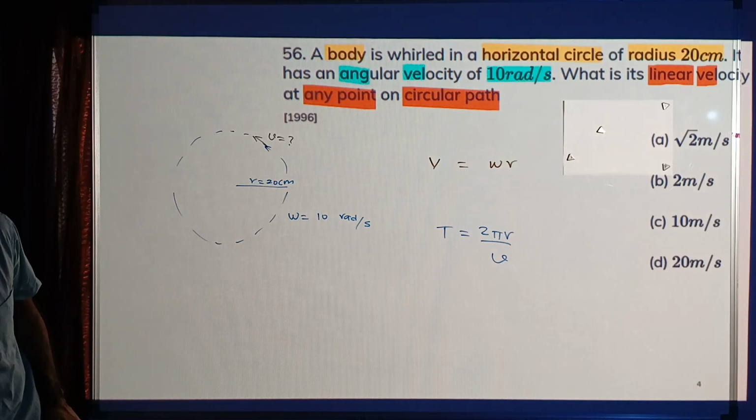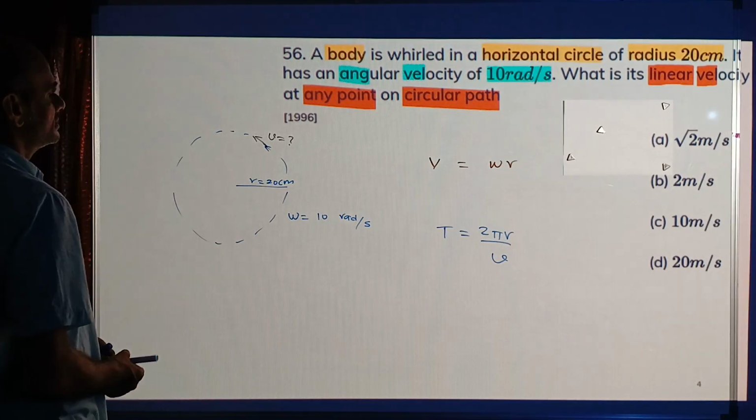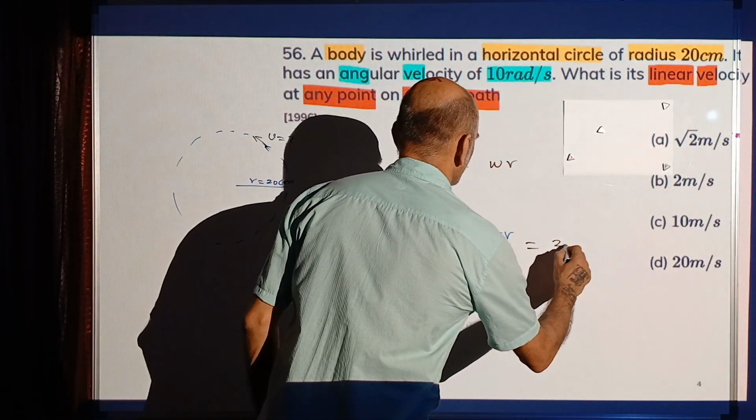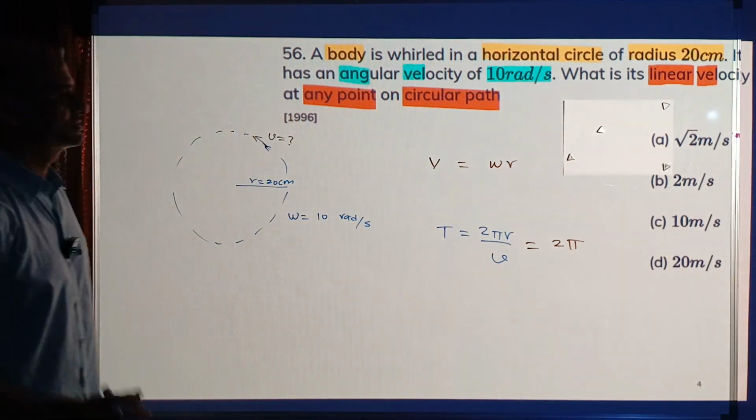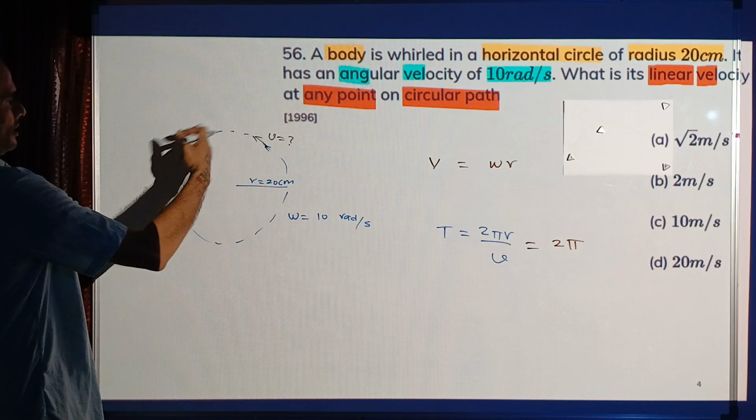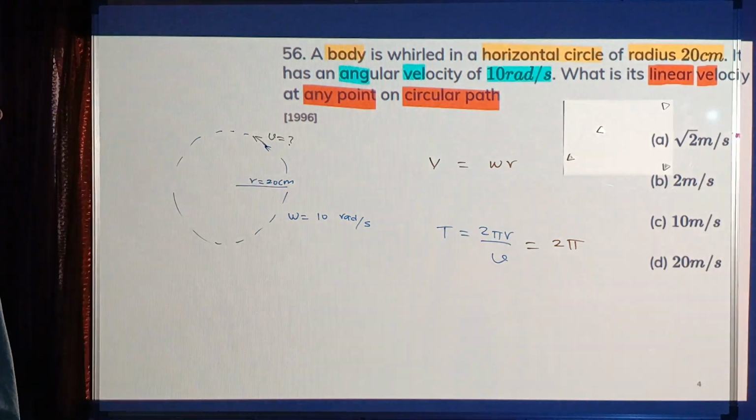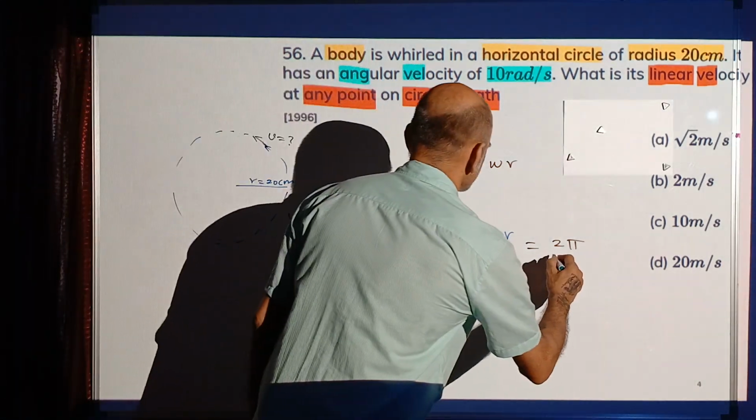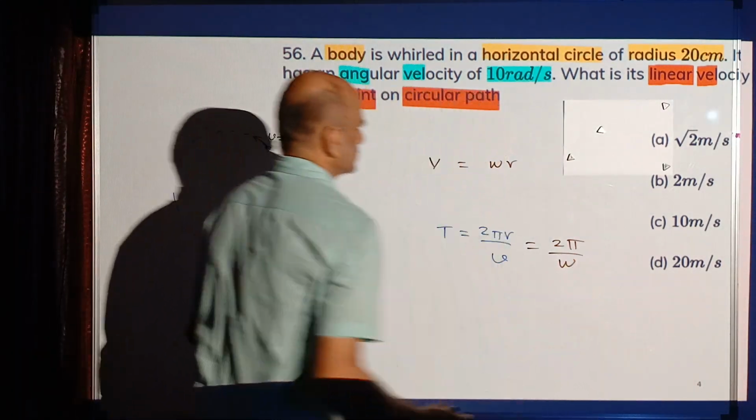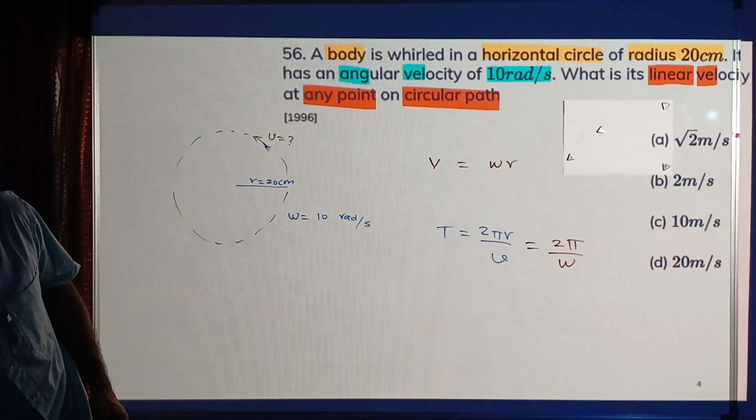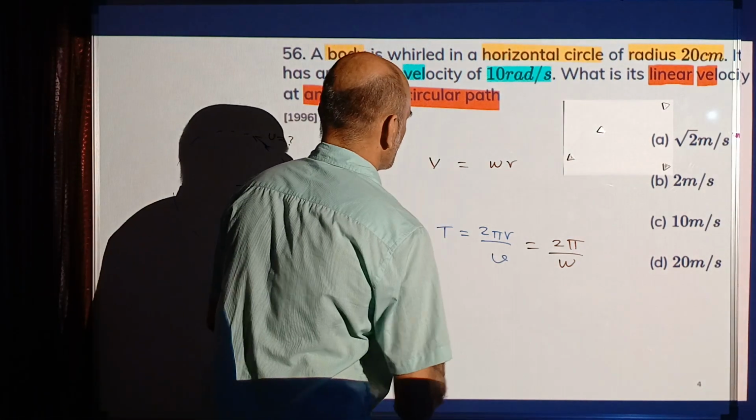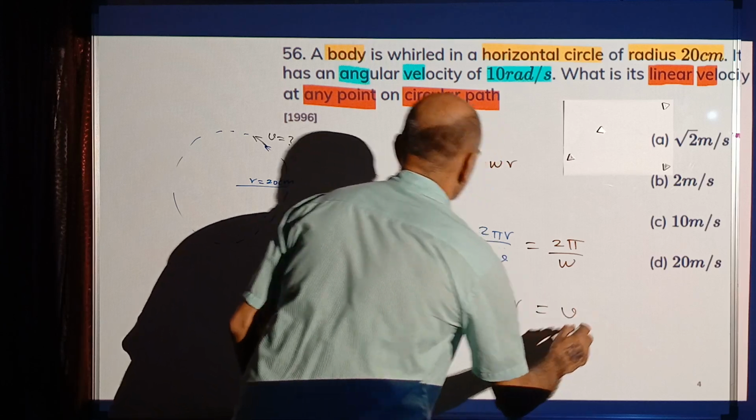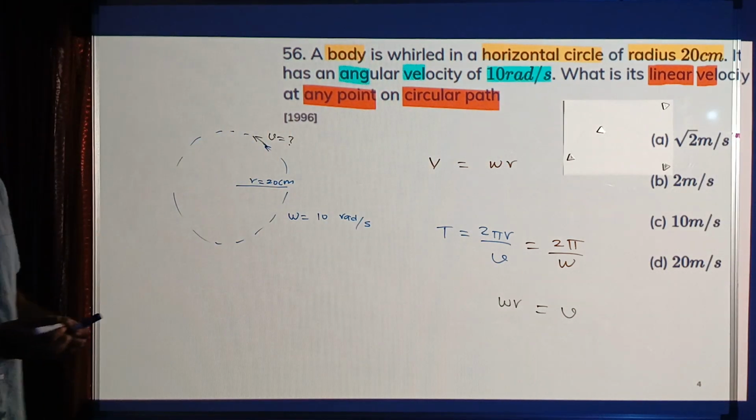The same time period can be written as the total angle covered when it completes one circle, that is 2 pi radians, which is 360 degrees, but you have to write in radians. So the complete angle it covers when it makes one full revolution is 2 pi radians, and the speed at which it covers the angle is omega. So both are equal. So 2 pi can be cancelled. From this, we get omega into r is the velocity. So that's how we get this formula.